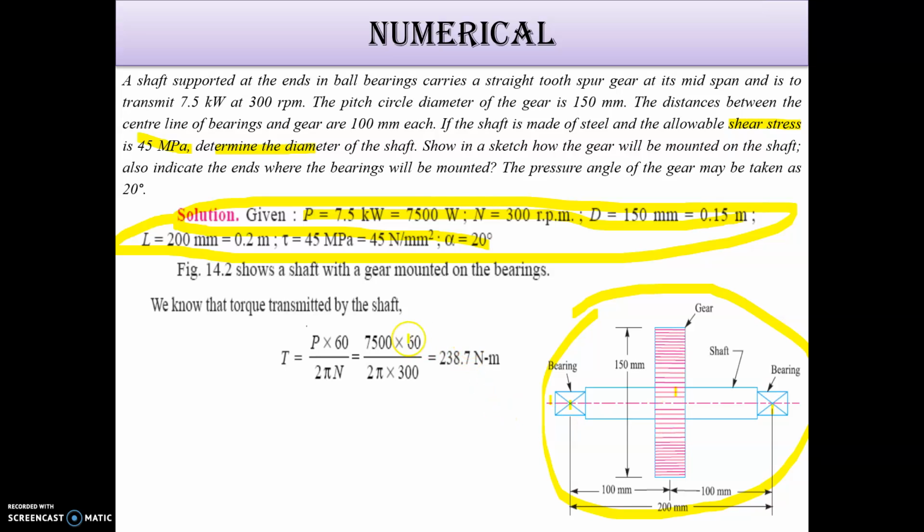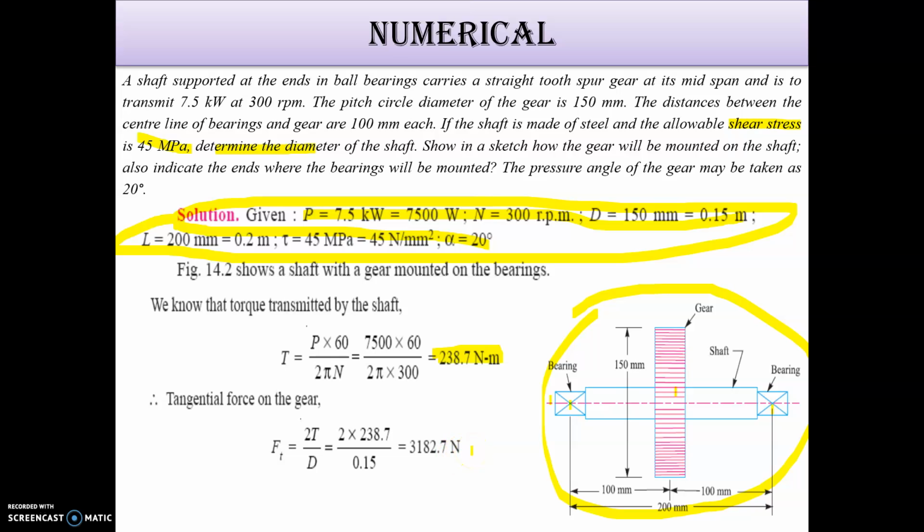Now, what is the torque transmitted by the shaft? T is equal to P into 60 by 2 pi N. We get the torque value here. Same thing, we need to find out the force which is acting on the gear, because that force is acting on the shaft. The force is 2T by D is the formula, where T is the torque. We put the values and we get the force in Newton.